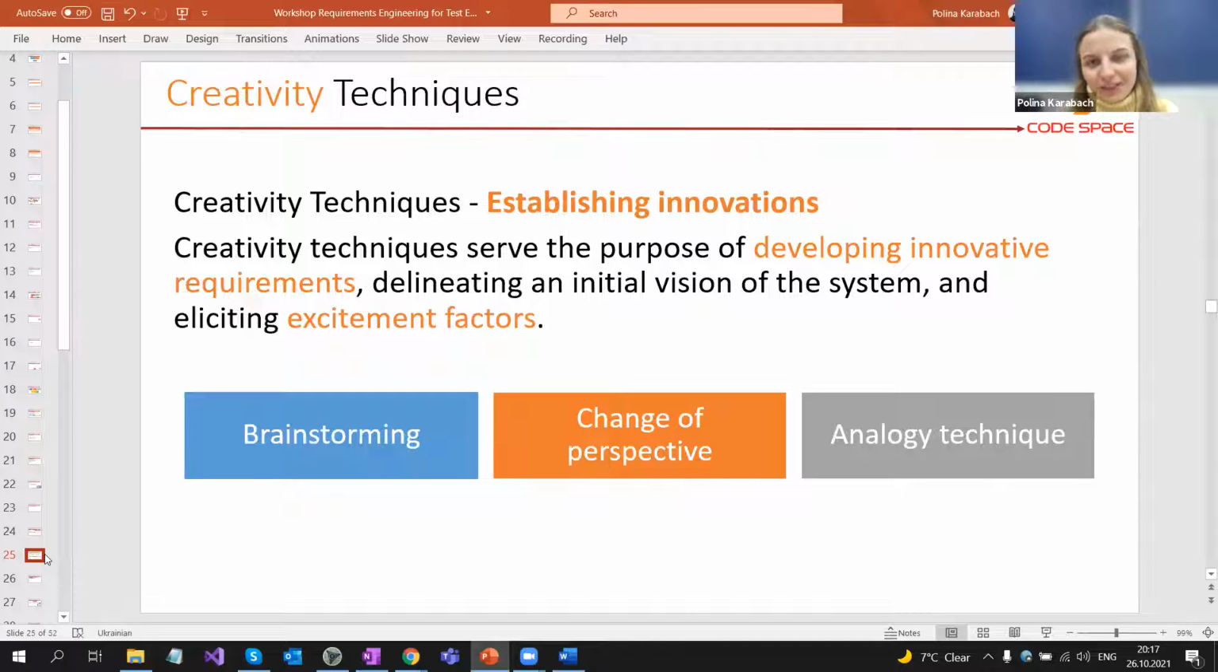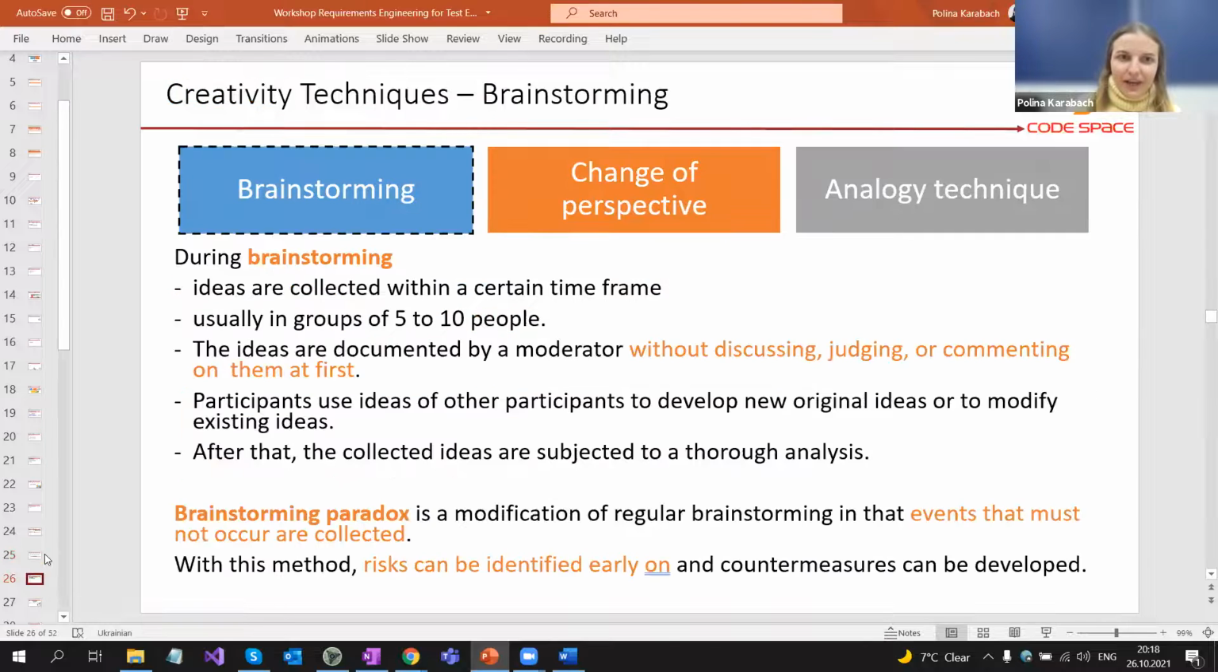Moving on to the creativity techniques. Creativity techniques, as we've seen, would be useful for the features delighters. It's those wow features that cause some extra excitement from using our product. And three interesting techniques that can be applied to create these new functionalities are brainstorming, change of perspective, and analogy technique. And we'll see a little bit deeper on each of them.